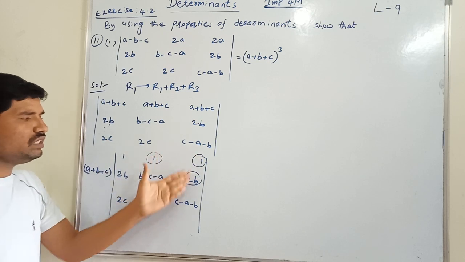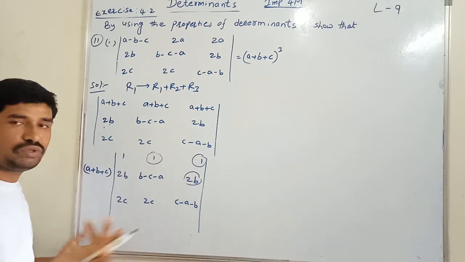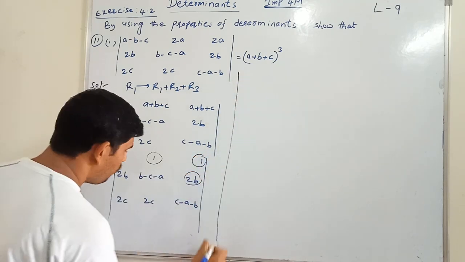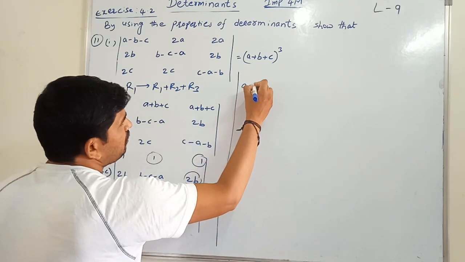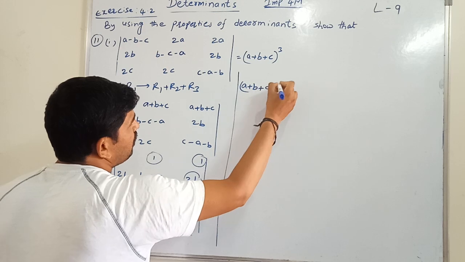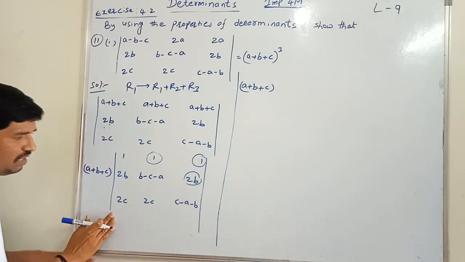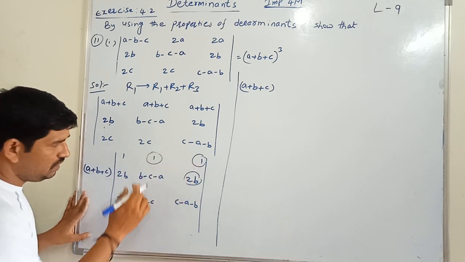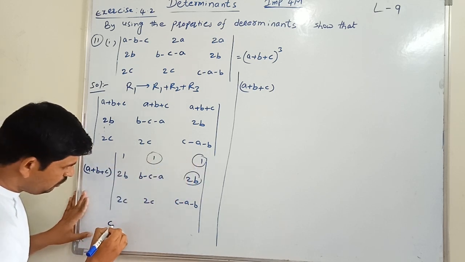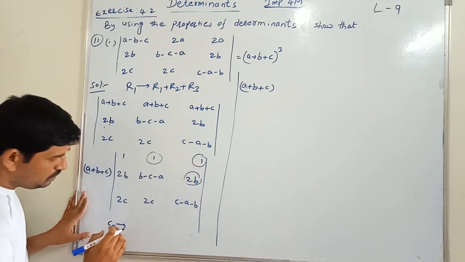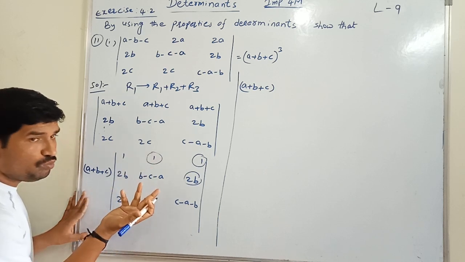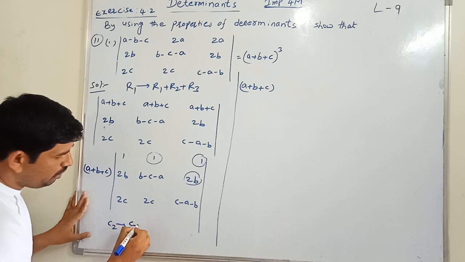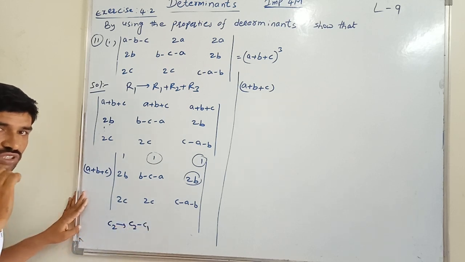Okay. If we get 0 in the 3 places, again the diagonal elements we can multiply. That's why I am going to write here: a plus b plus c into, and I will write the operation. This is C2, this is C3, this is C1. So C2 tends to, for whom we are using? C1 only. 1 minus 1, 0. C2 minus C1. Remember, I am using the column operation.